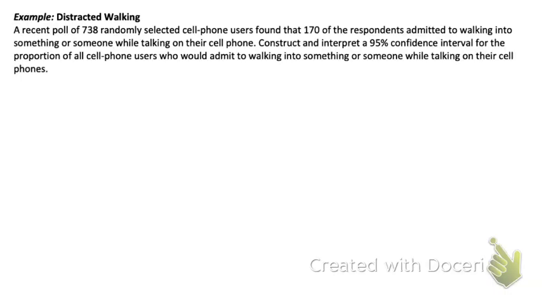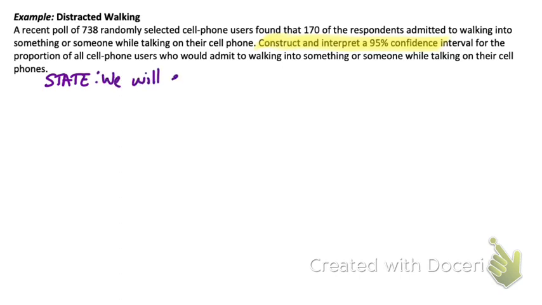Distracted walking. A recent poll of 738 randomly selected cell phone users found that 170 of the respondents admitted to walking into something or someone while talking on their cell phone. We are going to construct and interpret a 95% confidence interval for the proportion of all cell phone users who would admit to walking into something or someone while talking on their phone. State.